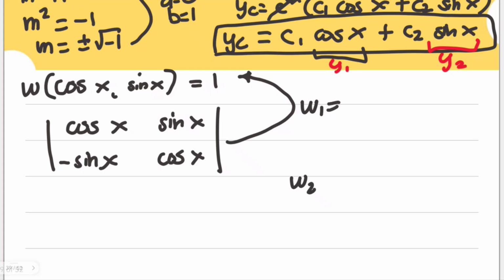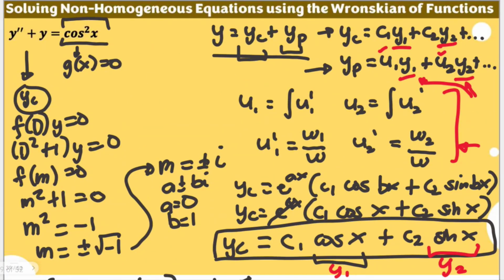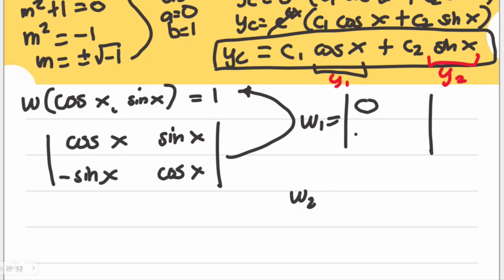W sub 1 is actually a Wronskian as well, of a specific process where the first column, because it's W sub 1, the first entry will become 0. And in the last entry, since this is a 2 by 2 matrix, that will be on the second row, is the given function here, the square of cosine x. Okay, so that's for our Wronskian 1, or the first Wronskian.